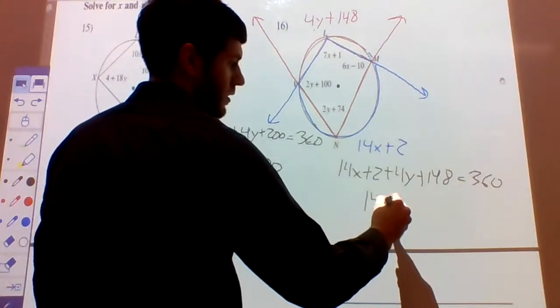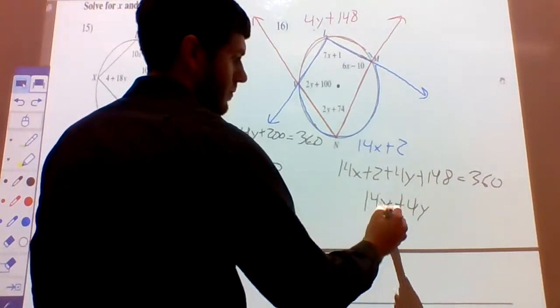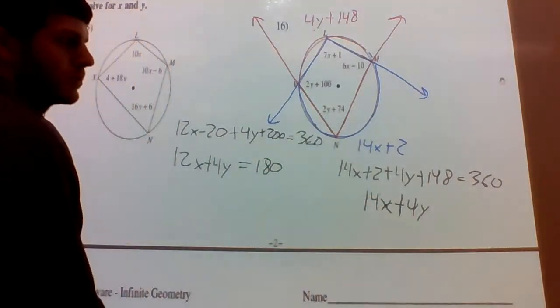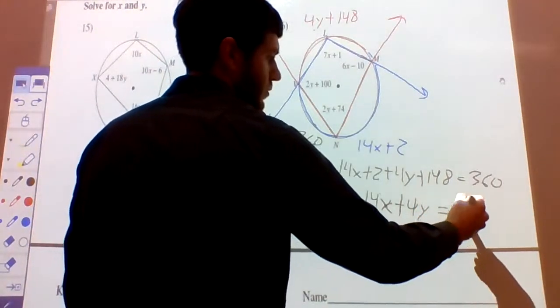So 14x plus 4y. Was it positive? That's 150. So 360 minus 150. We're going to subtract 150 from both sides. It's going to give us 210.